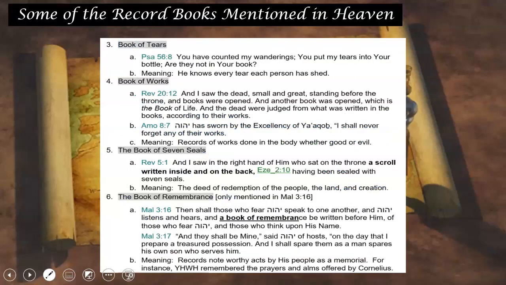Now there's a book of tears, Psalm 56:8. "You have counted my wanderings. You put my tears into your bottle. Are they not in your book?" Meaning he knows every tear each person has shed.